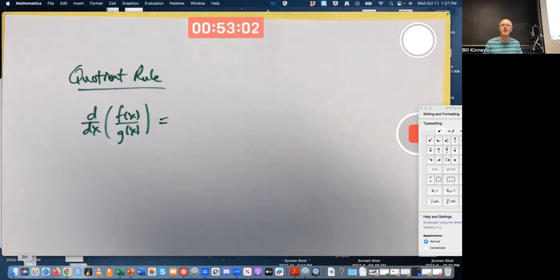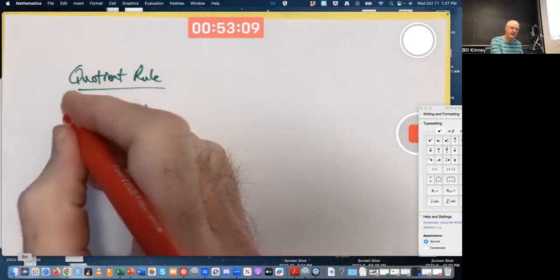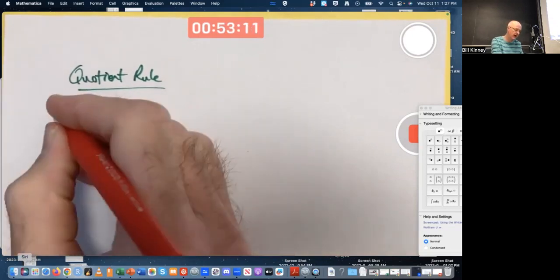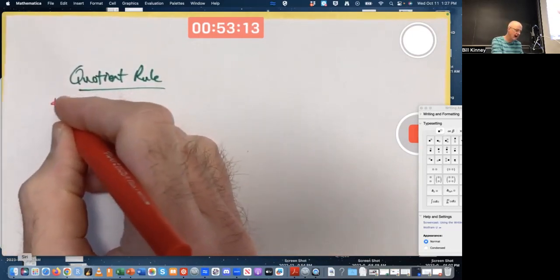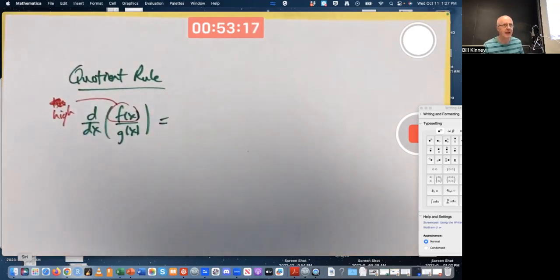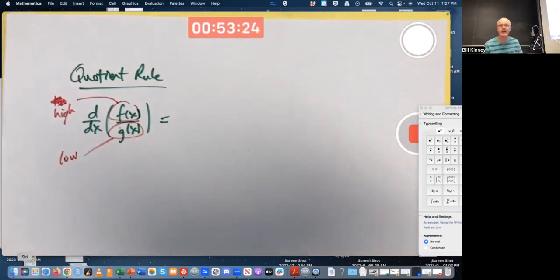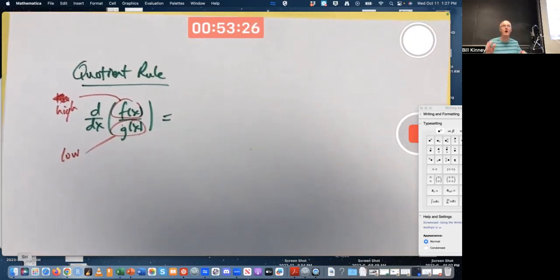And it's harder to remember. I think most people think of the function in the numerator as the so-called high function. Really, you should spell that H-I-G-H, not H-I. And low function is in the denominator. You should really spell that L-O-W instead of L-O, though I won't mark it wrong if you use H-I and L-O for short.